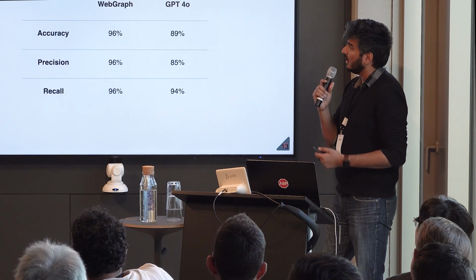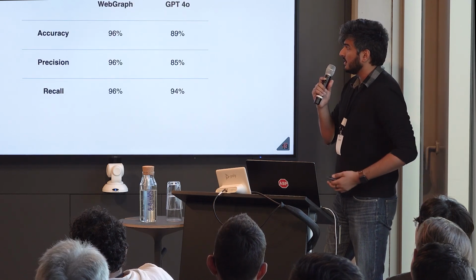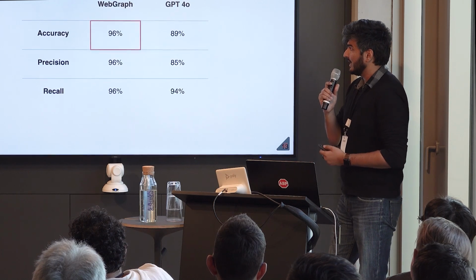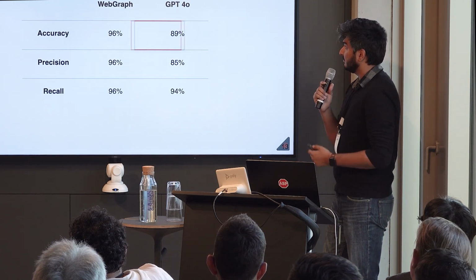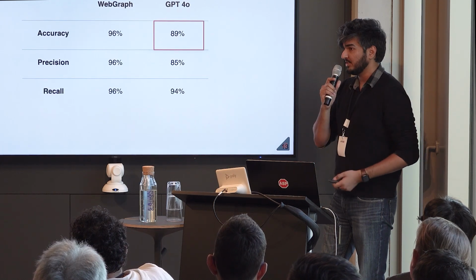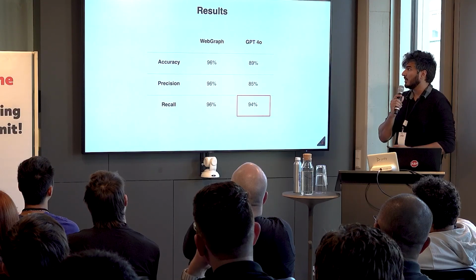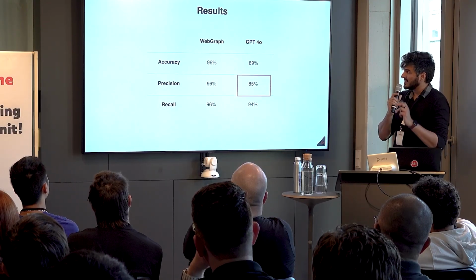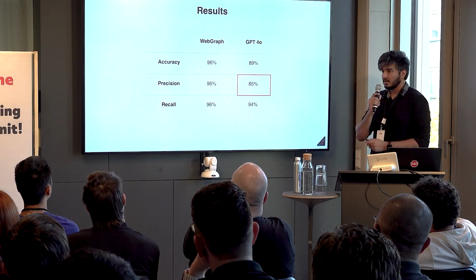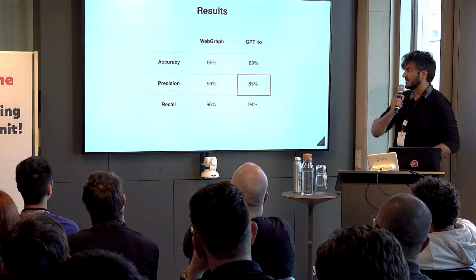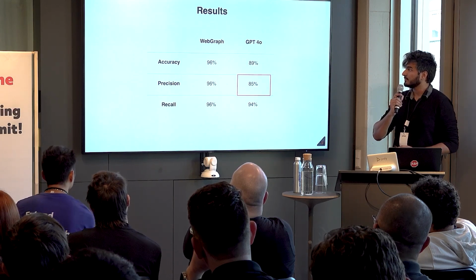Looking at the results, on our data set, the set of URLs that we observed, WebGraph was 96% accurate. On the other hand, GPT-4o was able to achieve 89% accuracy. The recall was very comparable to WebGraph. The precision, although, was a little bit lower, which could result in some breakage issues, which is something that we need to explore further.